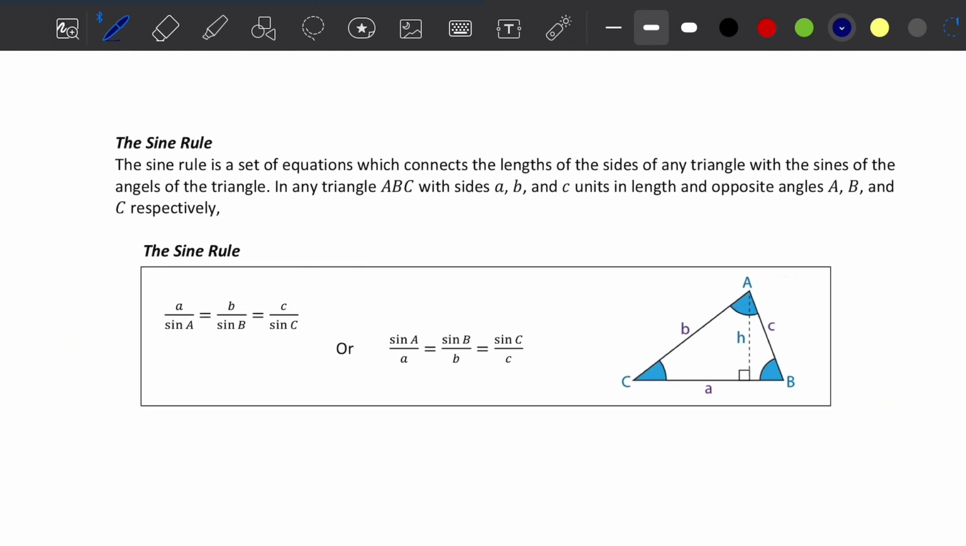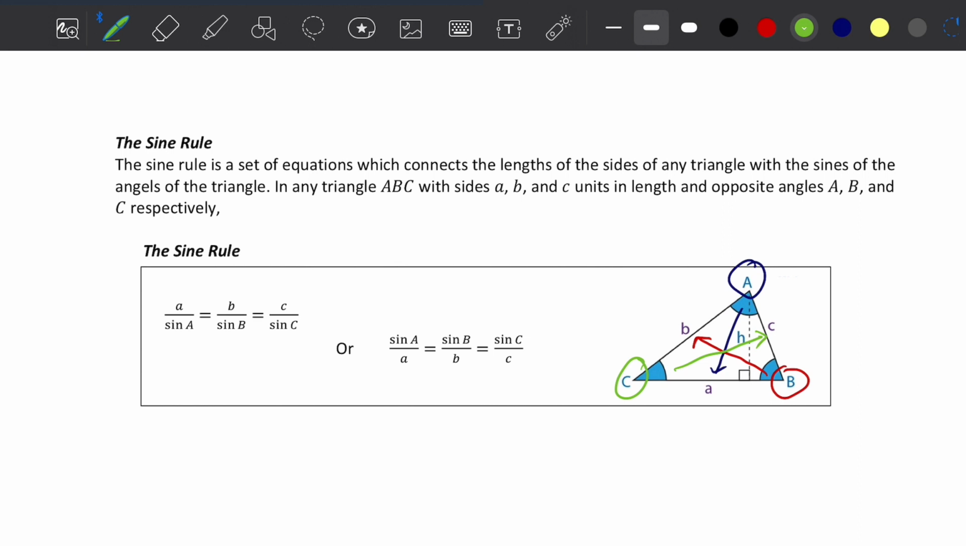Then the next rule that you need to know is the sine rule. The sine rule is a set of equations which connects the lengths of the sides of any triangle with the sines of the angles of the triangle. In any triangle ABC with sides of length a, b, and c and opposite angles A, B, and C respectively, this means that if you know the angle A, then the opposite side is called small a. If you know angle B, then the opposite side is called small b. And if you know angle C, then the opposite side is called small c.